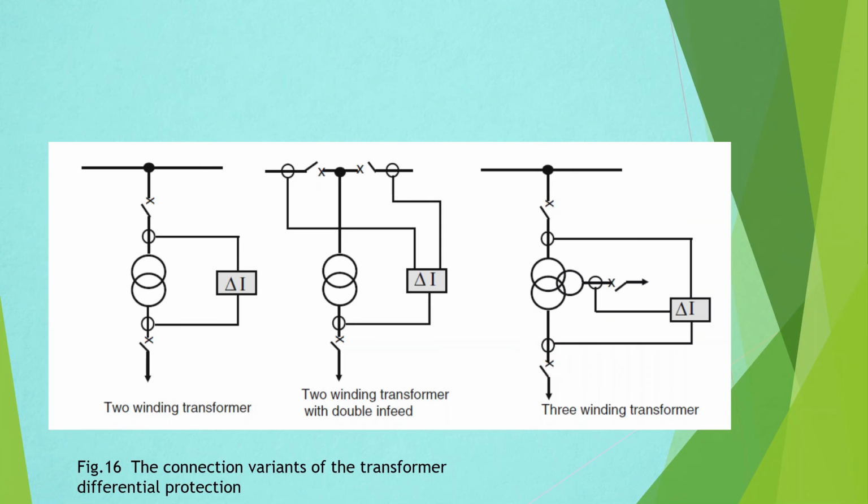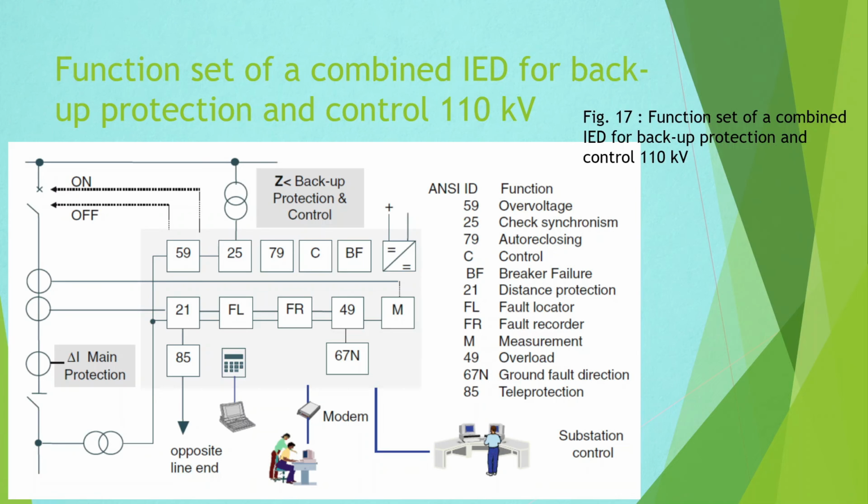The transformer protection scheme has to consider the number of windings and the connection scheme. The variety of connections is presented in the figure. The digital IEDs for control and protection also contain further protection and protection related functions. The figure here gives an example of the often applied functions for a 110 kV feeder with resonant neutral grounding.